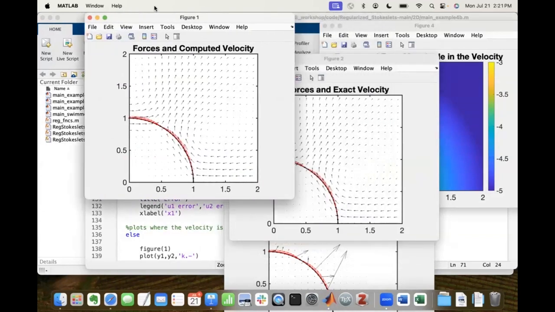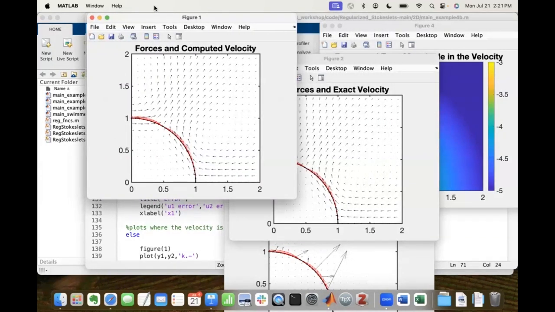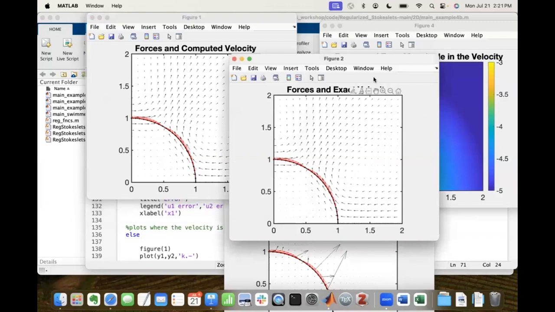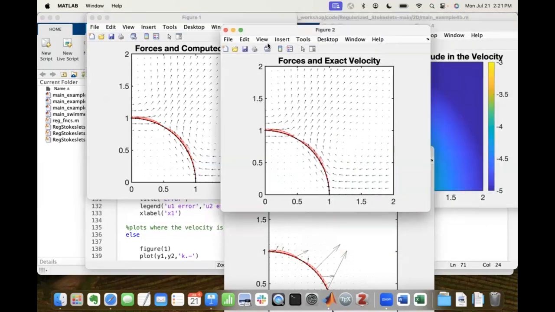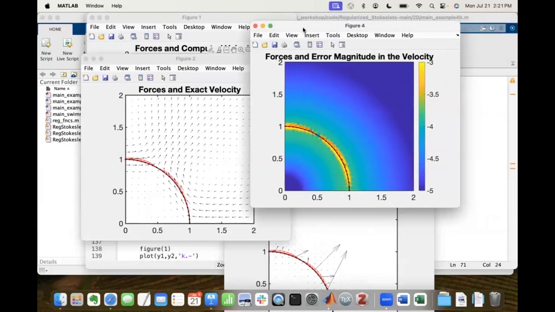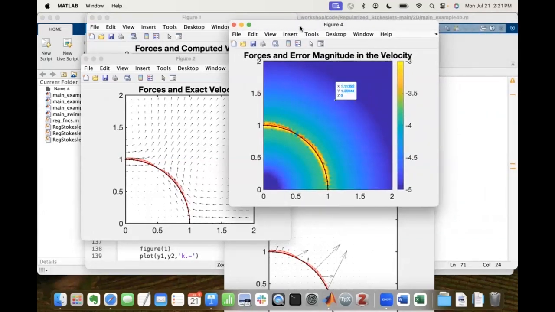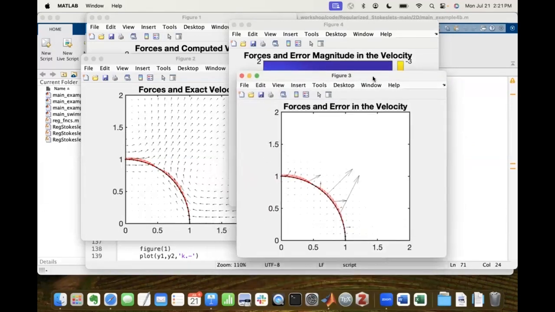Okay. So the red here is the forces that were applied on the boundary. And then the black is the velocity that's computed from those forces. This is what the exact solution looks like. So they look quite similar. And then I just showed the error in magnitude of the velocity. And I think this is going to be a quiver plot of the same thing. Yeah, so you can see that there are large errors close to the boundary due to the regularization.